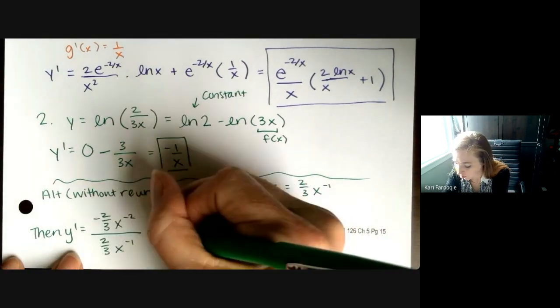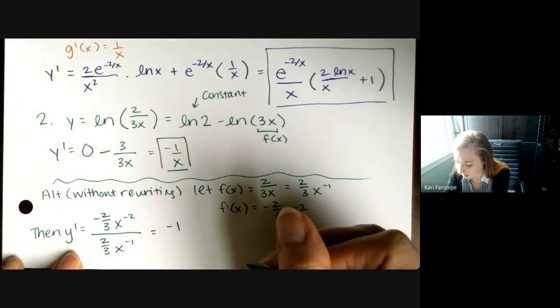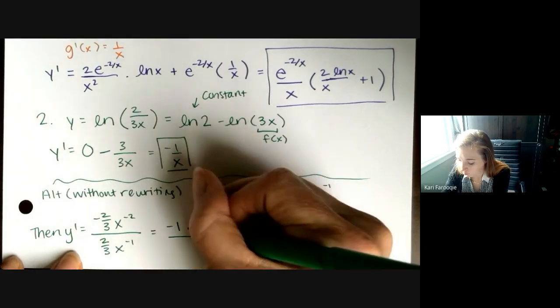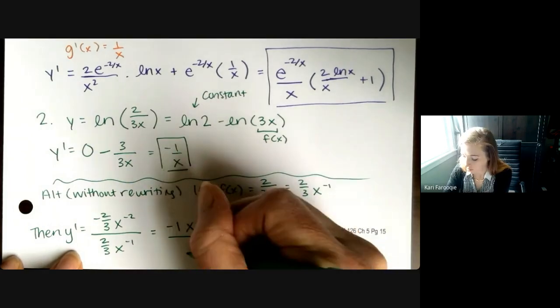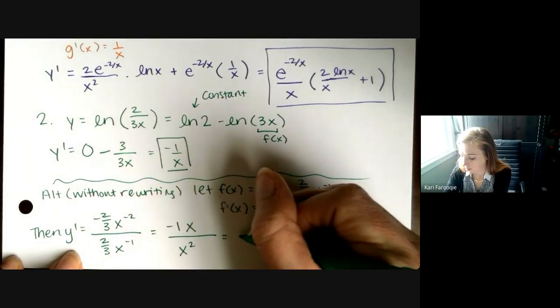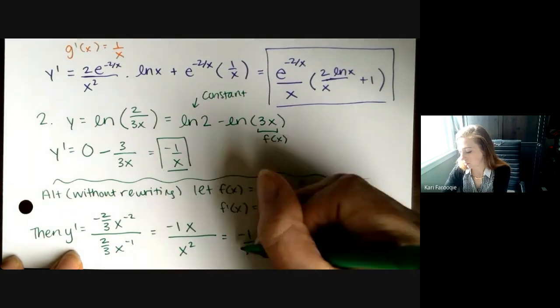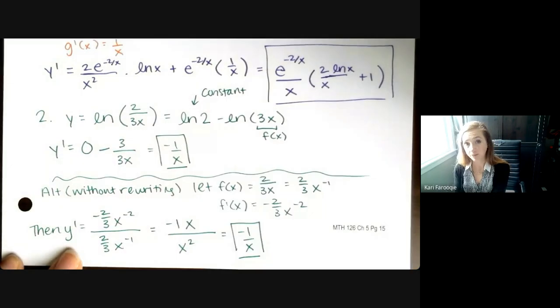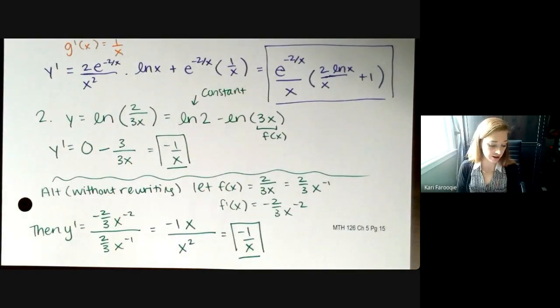But you can cancel between the 2/3, and that'll just leave you with a -1. And I'm going to move the x to the negative first to the numerator and x to the negative second to the denominator. And now you can see where this -1 over x comes from. So you get the same derivative. The moral of the story is it's just a lot easier to rewrite the expression first before you take the derivative.